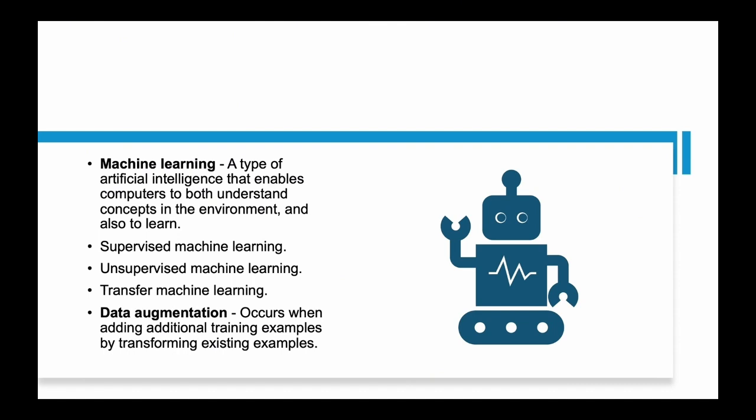Machine learning is a type of AI that enables computers to both understand concepts in the environment and also learn. Supervised machine learning, unsupervised machine learning, and transfer machine learning. These are the 3 types of machine learning. Then there is data augmentation, which occurs when adding additional training examples by transforming existing examples.